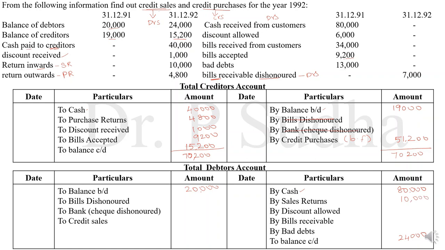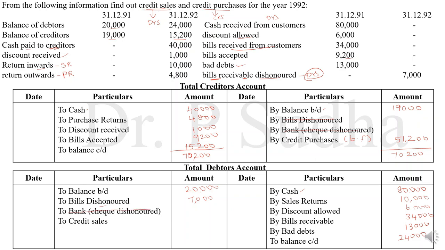Then discount allowed. See, discount allowed is given here. It is 6,000. Then bills receivable. Bills received from customers. This is bills receivable. It is 34,000. Then bad debts. Bad debts is 13,000. Okay. Then bills dishonored. Bills receivable dishonored. As I told you, this will go to debtors account. So 7,000 in the amount column. Then cheque dishonored. There is no cheque payment, so there is no cheque dishonored.